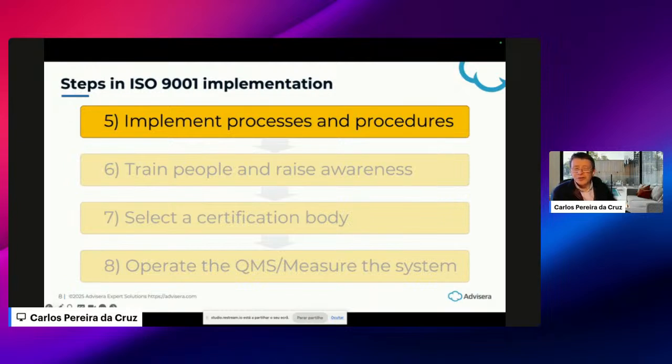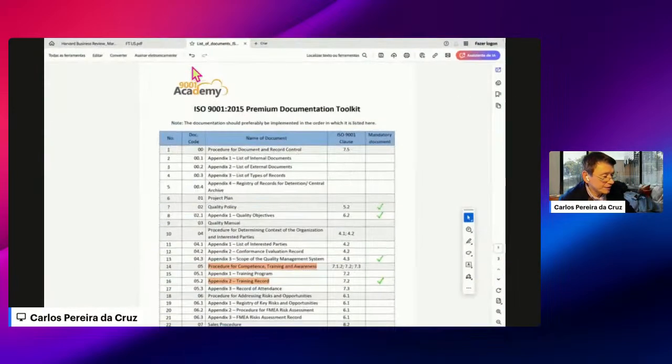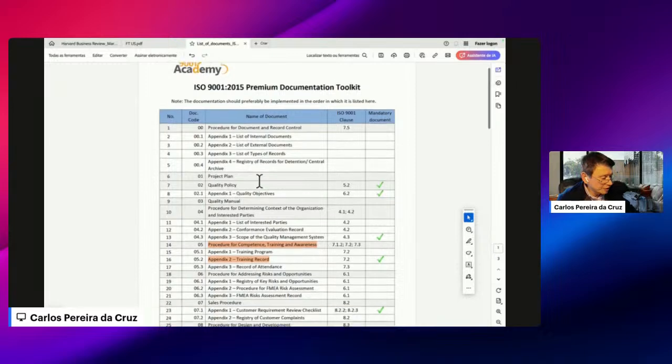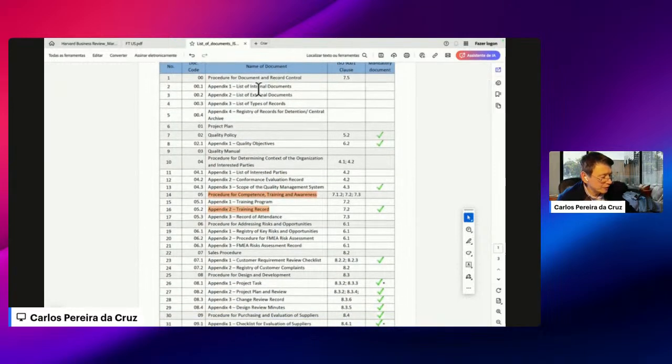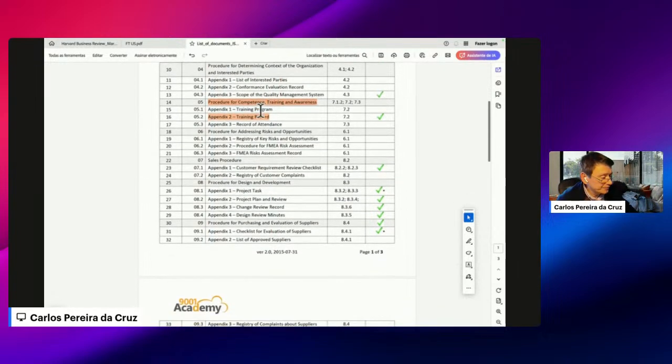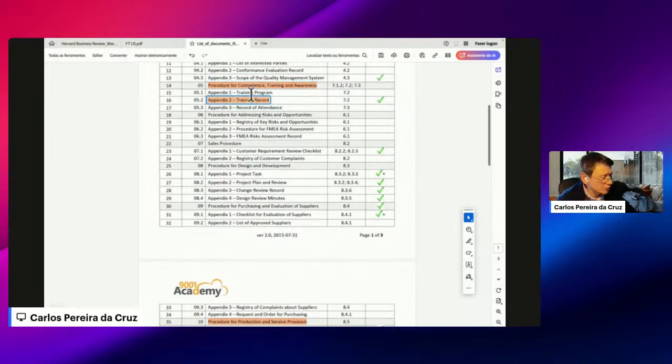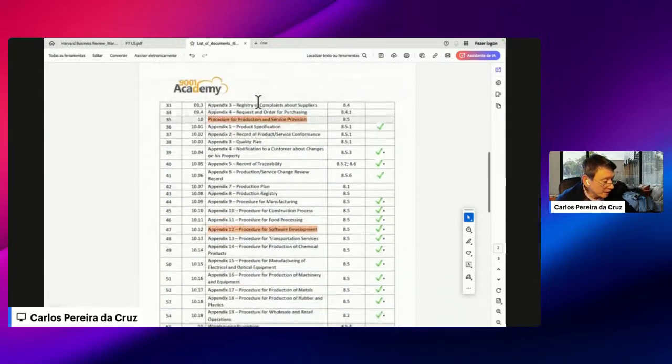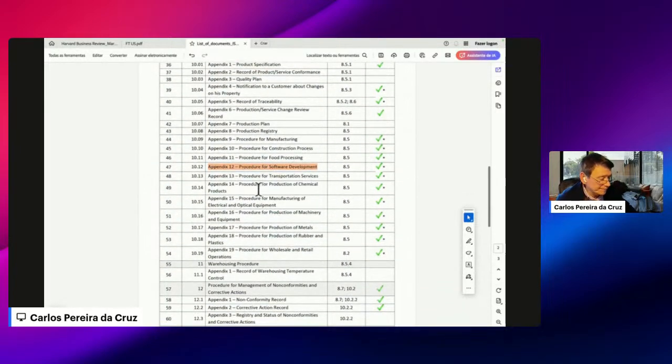And you'll find all of these documents in your ISO 9001 premium toolkit. Let me show you how it looks, okay? So as an example, this is the list of documents in the ISO 9001 premium documentation toolkit. You see here, we have procedures, we have templates, records, or templates that will be transformed into records. Okay, so I will show you this procedure, this template, and this example.